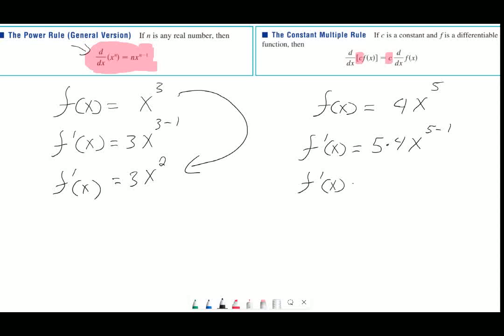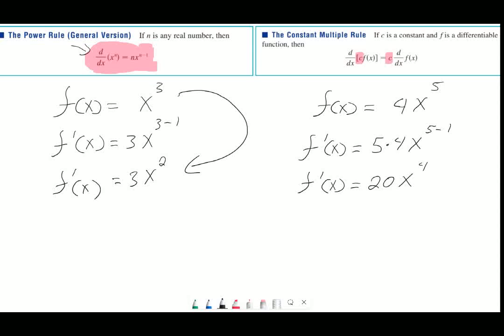And we'll simplify this a little bit. 5 times 4 is 20. And 5 minus 1 is 4. And this is the derivative of 4x to the fifth. And we get 20x to the fourth. So that is the power rule. The power rule with the constant multiple rule.